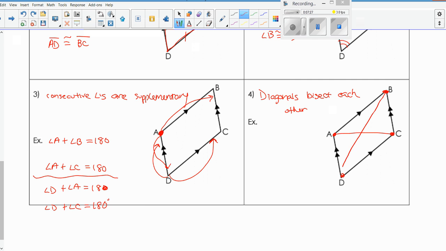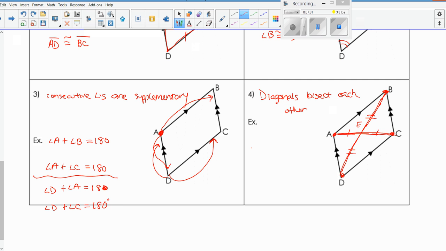So just like this. If I could draw it better. But if they bisect each other, that means that segment BD just bisected AC, which means it made those two congruent. That also means that AC bisected BD, which makes those two congruent. So that means that I could call this intersection point E.